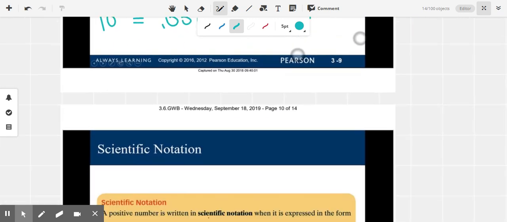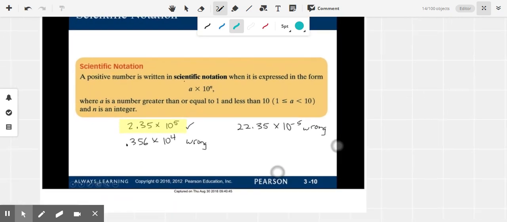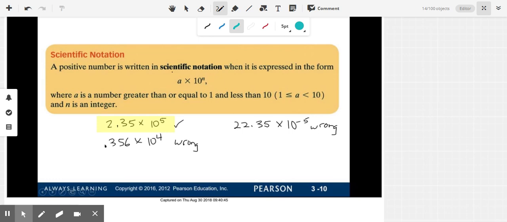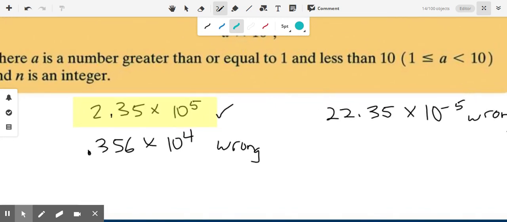So let's apply this to scientific notation. Y'all have seen scientific notation or exponential notation. This is a way to write very, very large numbers or very, very small decimal numbers without having to write out 100 zeros or 60 zeros or something like that. Now, here's what you need to understand. Notice how these 3 numbers are written right here. The only one that is written properly for scientific notation is this one right here.